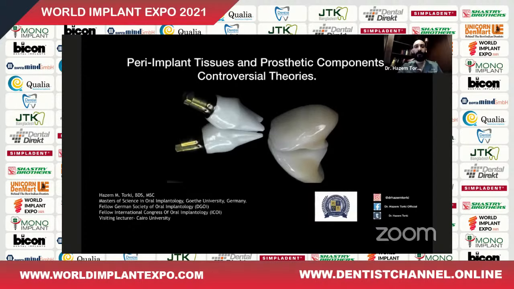This topic, peri-implant tissue and prosthetic components, has had a lot of controversial theories going on in the past few years. It has gained a lot of interest in the past 2 to 3 years, and a lot of design changes have been going on in the implant design and the abutment design. And this itself affected our daily workflow in implant dentistry. The reason is that we weren't completely satisfied with the results that we get during the prosthetic stage.